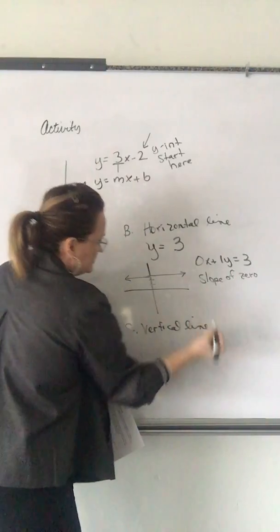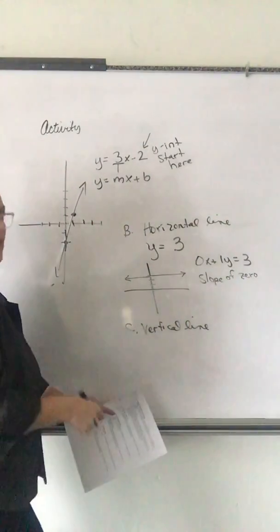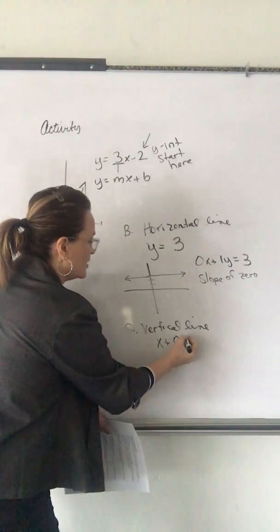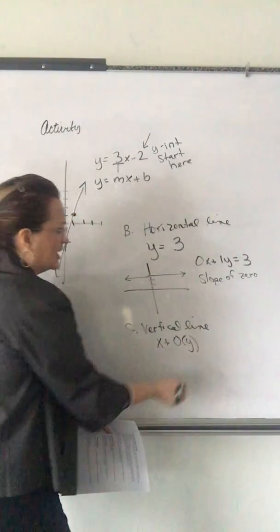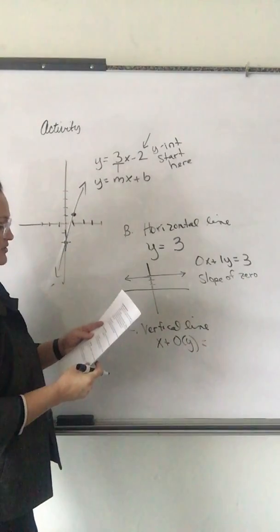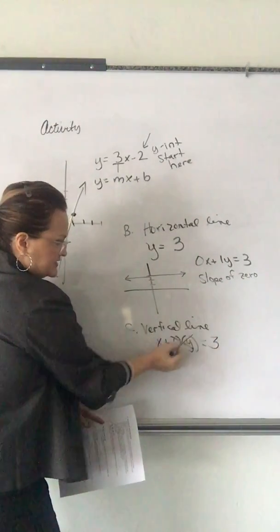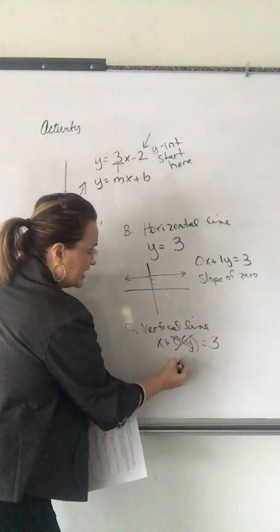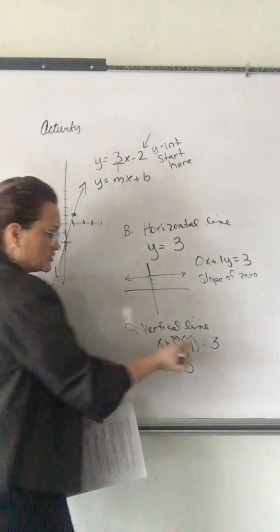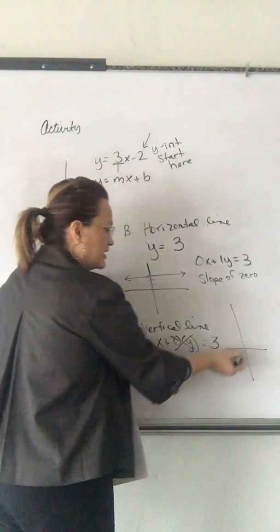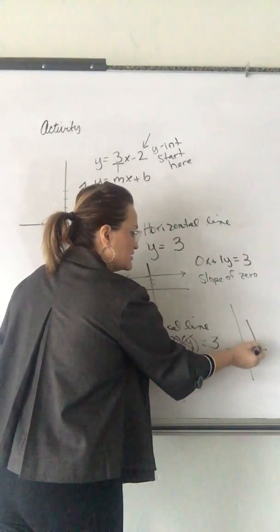Vertical lines, straight up and down lines, happen when the y variable equals 0. So you have x plus 0y equals, say, 3. Whenever the y variable is missing because it's 0, and you just have x equals a constant, you can make a t-table and show this as well, but it's going to be straight up and down through that number. So 1, 2, 3, and straight up and down.